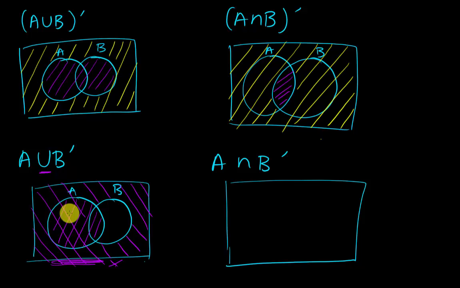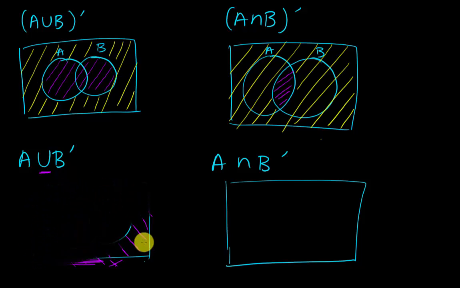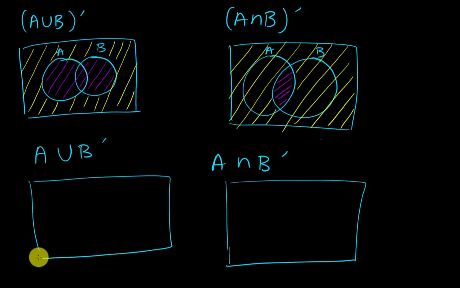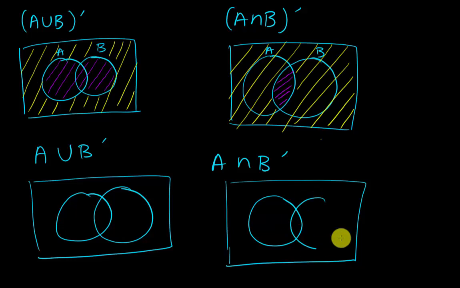Let me make it clearer a bit. I just want to make it look nicer, so let me rewrite it again. A union B complement. Let me sketch it again. So I have A and I have B. I just want to explain further what the difference is between both of them.